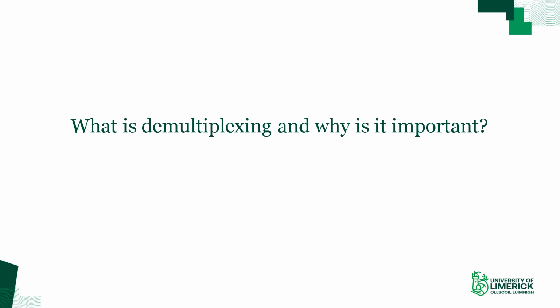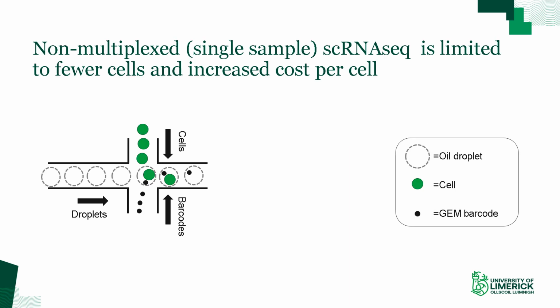Why is it important? So let's take a step back for a moment and look at non-multiplexed or single sample, single cell RNA sequencing. So this was limited to sequencing fewer cells with an increased cost per cell. So in the droplet encapsulation step, the aim is to encapsulate one cell and one barcode in each droplet, and this is called a singlet. However, it's a stochastic process, so we don't always get a ratio of 1:1:1. We can also get an empty droplet, whereby no cell has been captured, or a doublet or multiplet, where two or more cells have been captured in the same droplet. As we load more cells onto the lane, the rate of doublets increases, and this is problematic because these can confound downstream analysis.